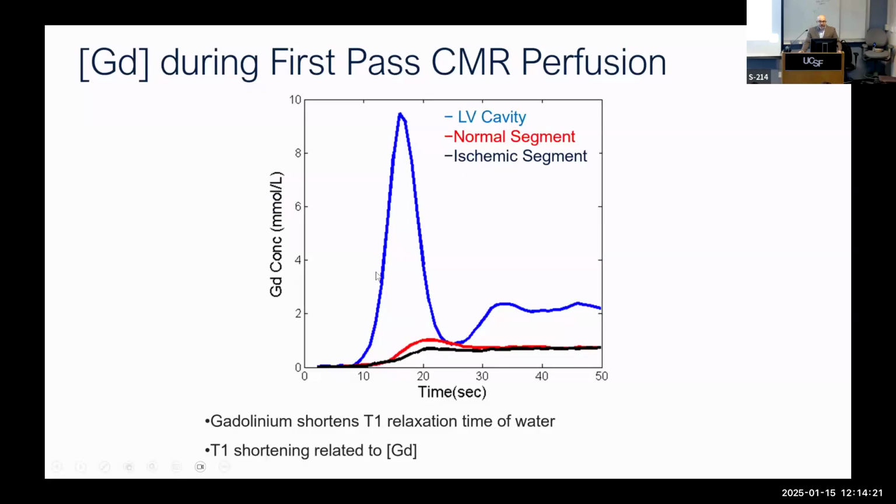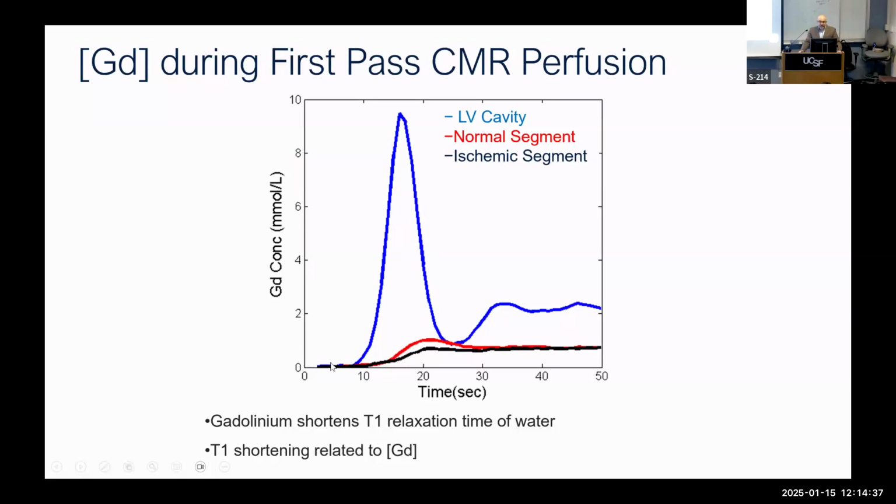And so what happens is that the gadolinium contrast agent shortens the T1 relaxation time of water. So if we have a sequence, or a technique, that's sensitive to this T1 shortening, then we can actually back out the gadolinium concentrations.